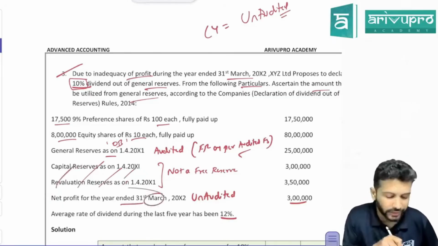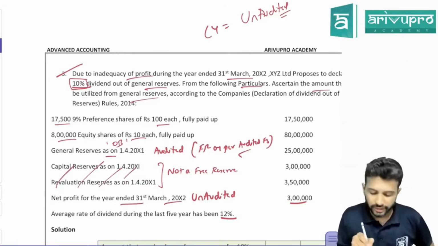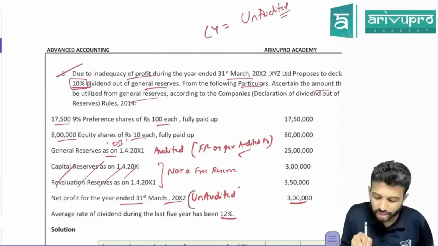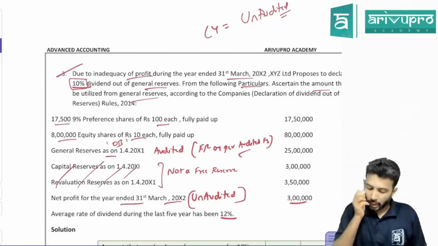Net profit for the current year. Is the current year's data audited or unaudited? Unaudited. That means can we consider this for our calculation or should it not be considered? Should not be considered because auditing for the current year is not yet over. That's the thing. All right.